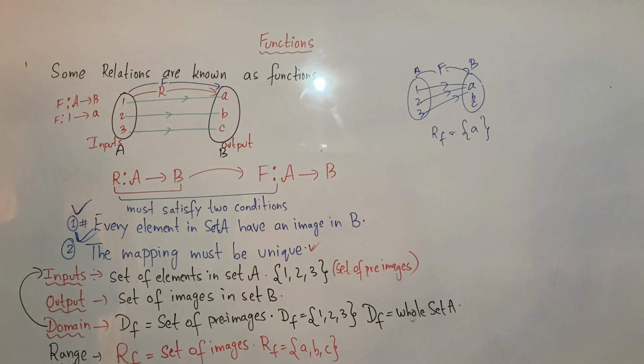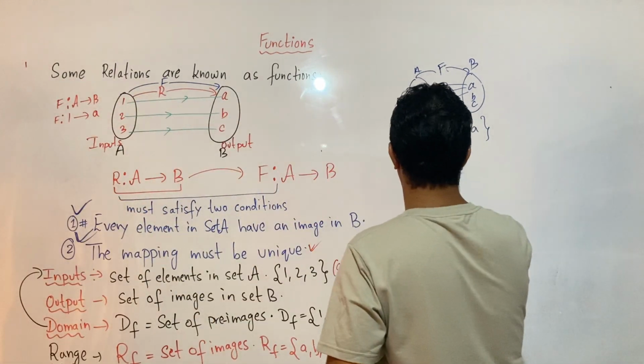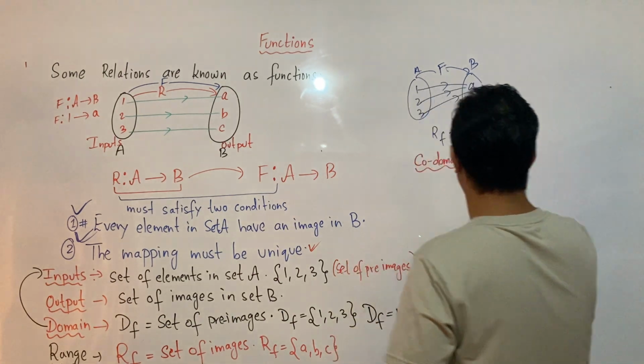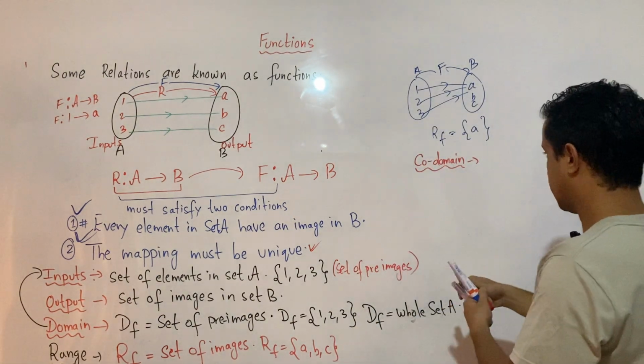Then we have codomain. I think this is not visible, so we can write it here: codomain. Codomain is represented by CODF.